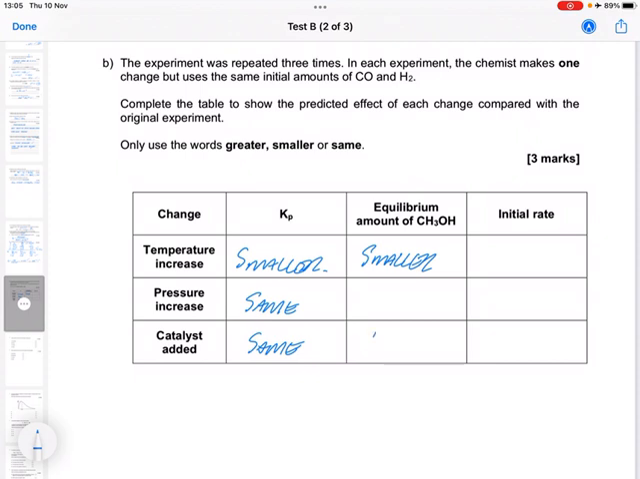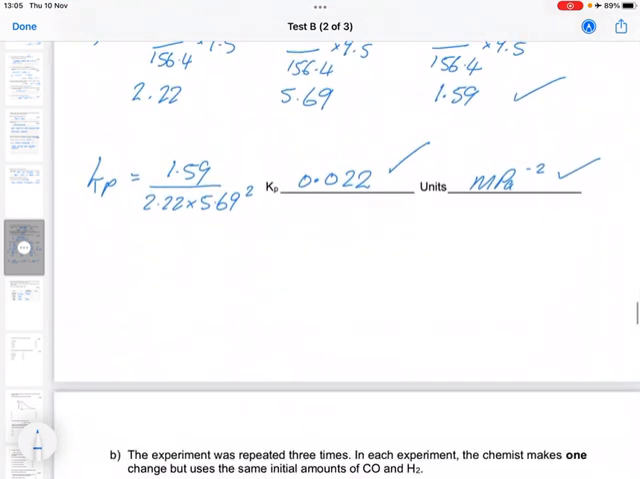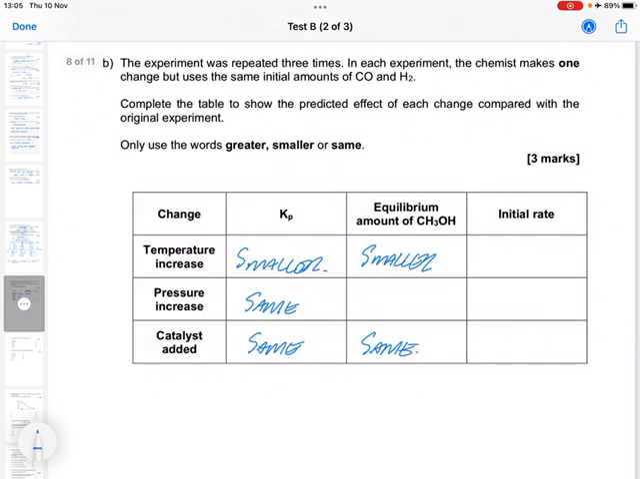Catalyst doesn't do anything, so that's going to be the same. If I increase the pressure, so I've got 3 moles of gas on this side, 1 on that, so increasing the pressure is now going to move it in that direction, the side with fewer moles of gas, which means my products goes up, so my equilibrium mixture will be greater. And then the rates, so increase in temperature will give me a greater rate, pressure, greater rate, and catalyst, greater rate as well.